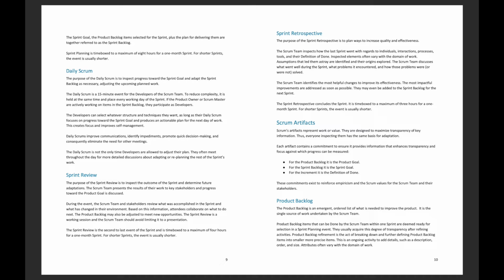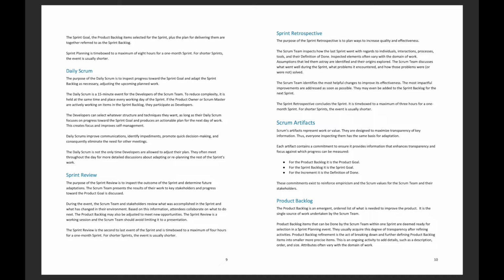If the product owner or Scrum Master are actively working on items in the sprint backlog, they participate as developers. The developers can select whatever structure and technique they want as long as their daily Scrum focuses on the progress towards the sprint goal and produces an actionable plan for the next day of work. This creates focus and improves self-management.